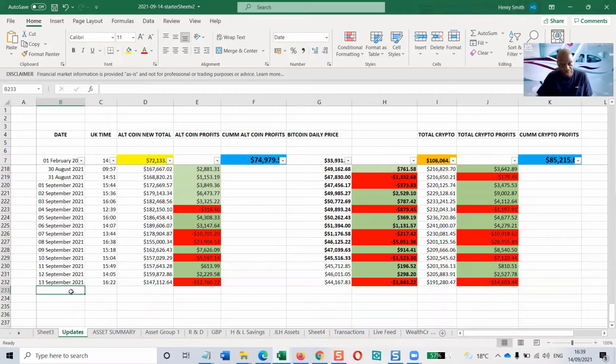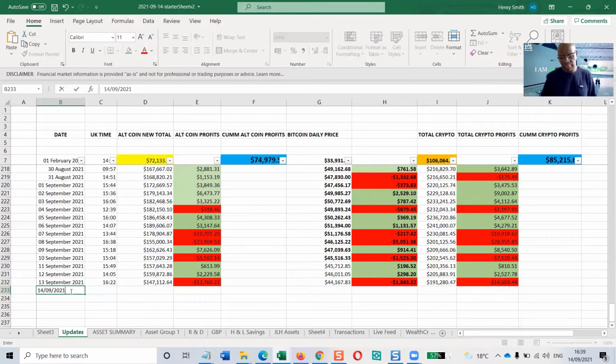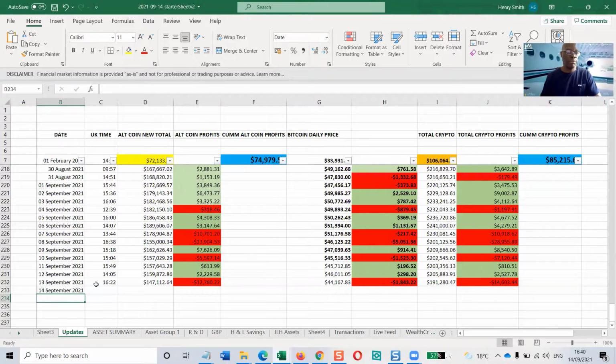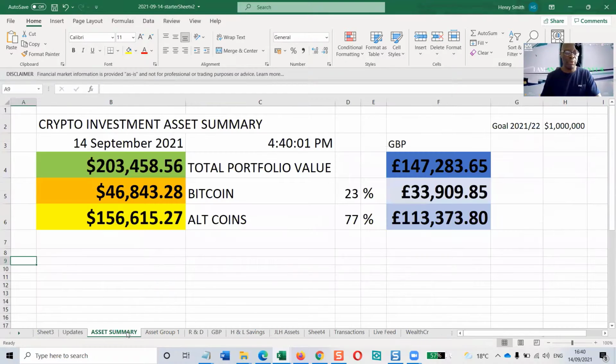So here we are down to today. Yesterday it was a pullback. Today's date is the 14th of September. And I get the figures from this page here. It comes from a live feed into an asset group, and then we get the final figures put out here.